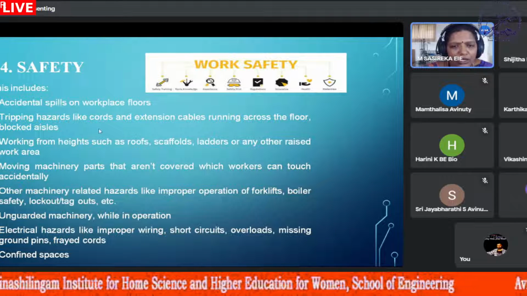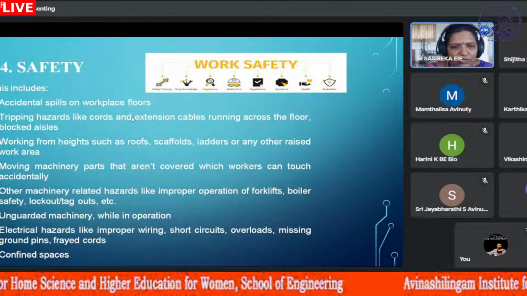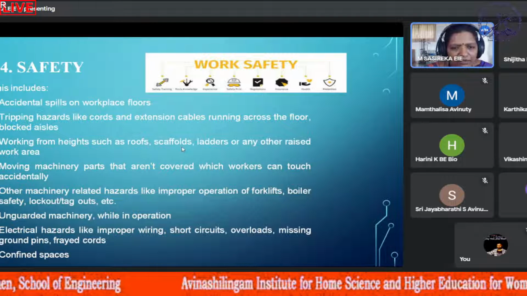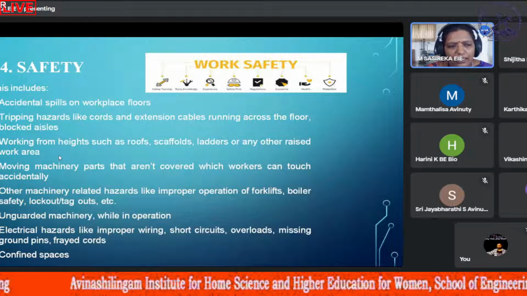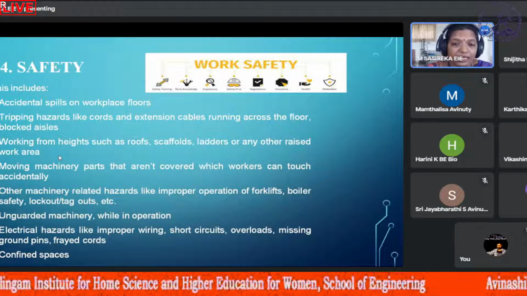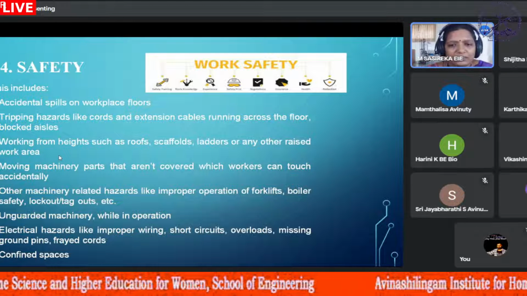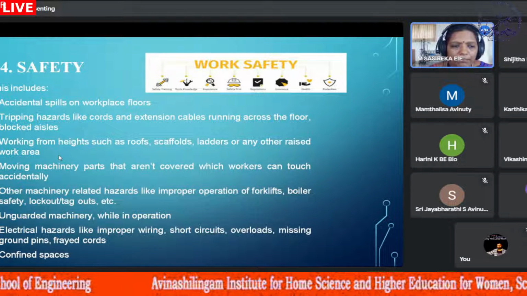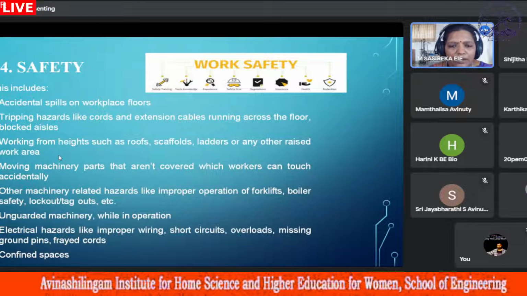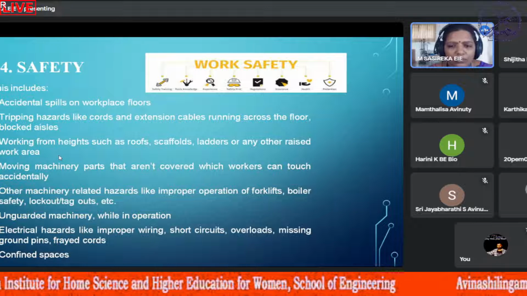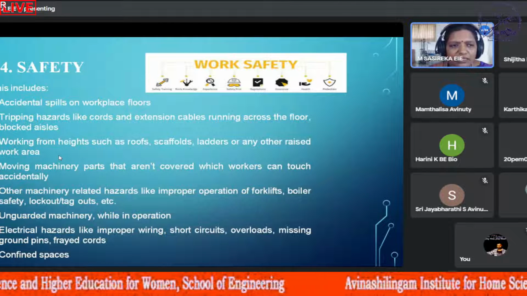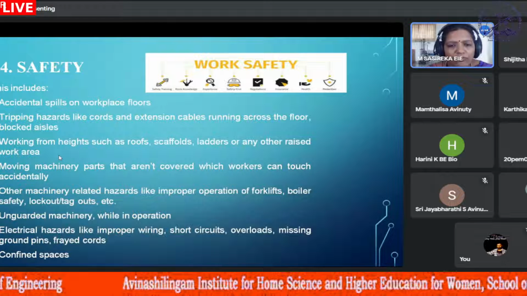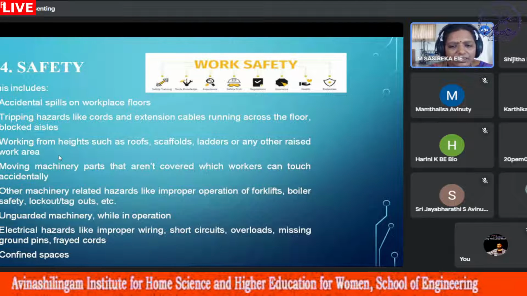And if you have any cables running across the floor, that is a dangerous situation. Then roofs, scaffolds, ladders or any other raised work area. Painters, normally we see them painting larger, multi-story buildings while hanging, so that is a risk factor. And in industries, if people don't know how to handle machinery, heavy machinery may cause harm. So these are the safety hazards.